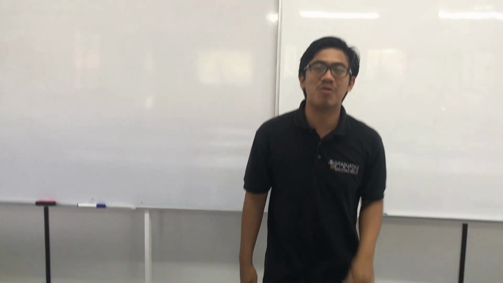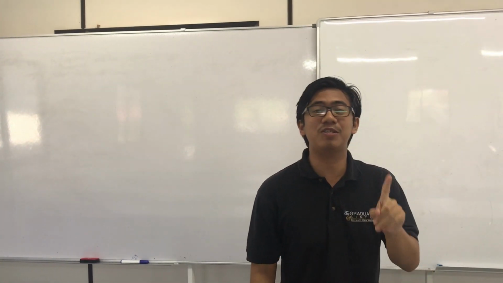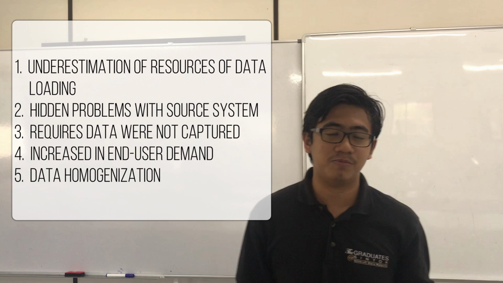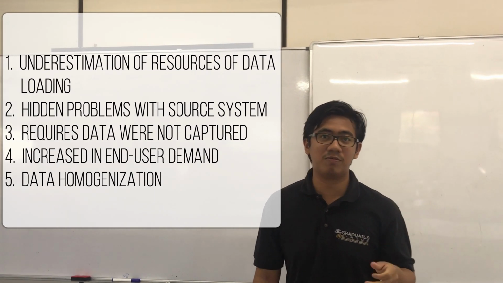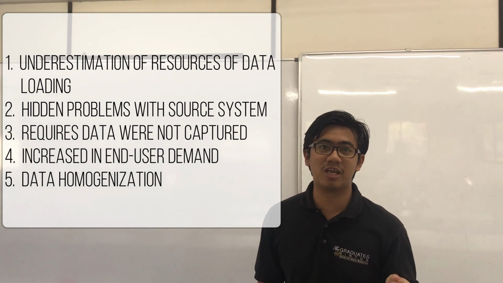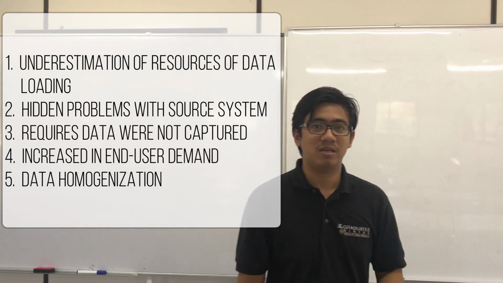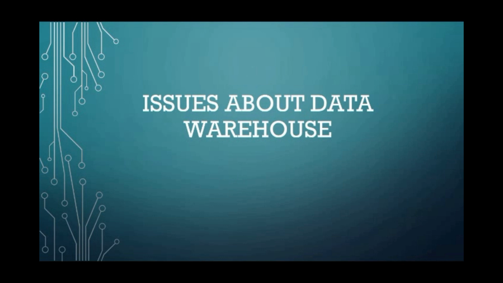Hello, today I will present to you the issues of data warehouse. The first issue is the underestimation of resources for data loading. The second is the hidden problems of the source systems. The third is that required data is not captured. Fourth is the increase in end-user demand. The fifth is data homogenization. Okay, now we will continue with the issues of data warehouse.